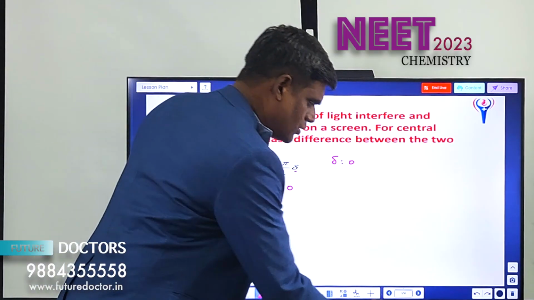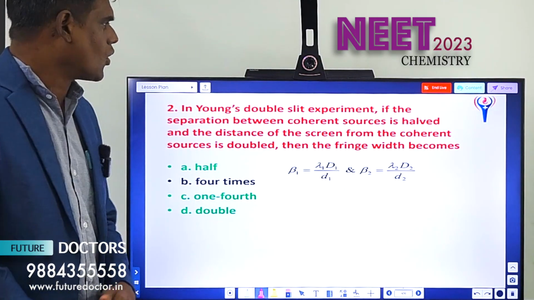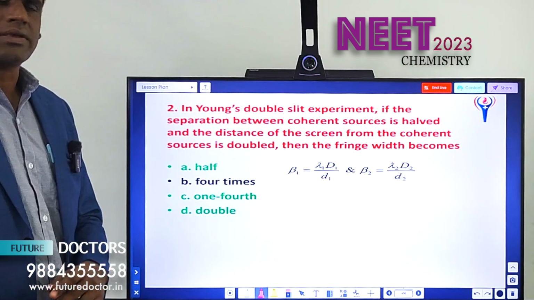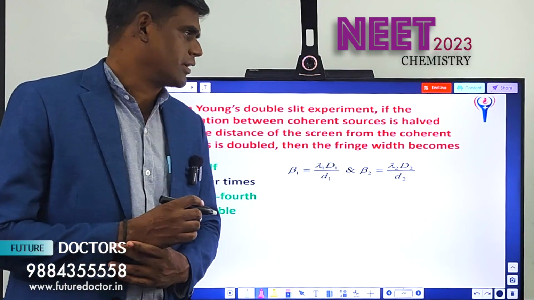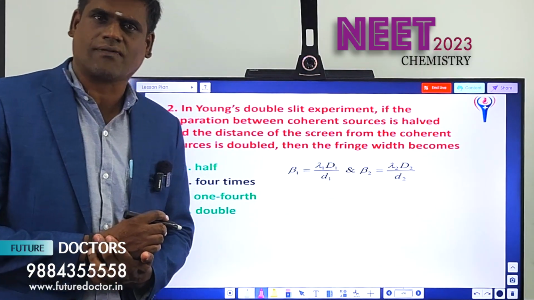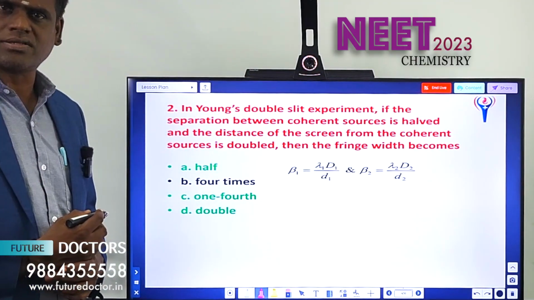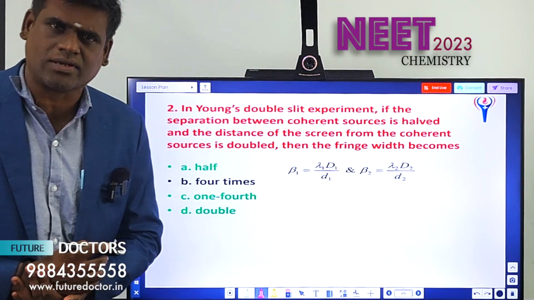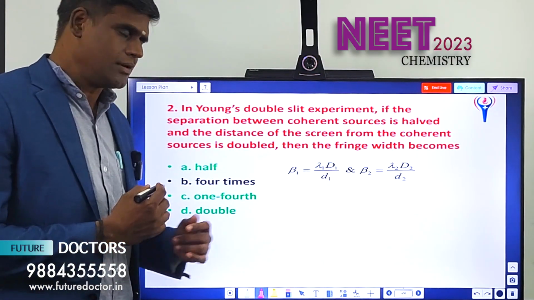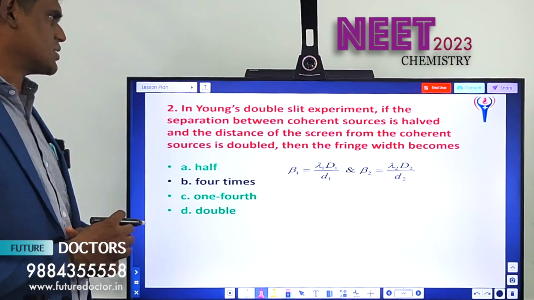Let's move to question number 2. In Young's double slit experiment, if the separation between coherent sources is halved and the distance of the screen from the coherent sources is doubled, then the fringe width becomes dash. Actual formula for this is beta equal to lambda capital D by small d. Beta is the fringe width, lambda is the wavelength of the light source used, capital D is the distance between the source and the screen, and small d is the distance between the two coherent sources.